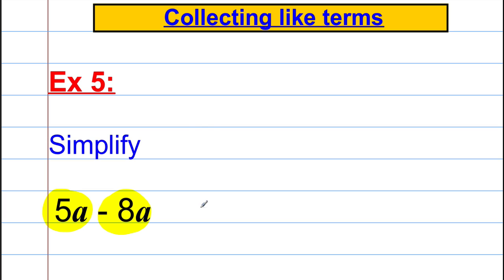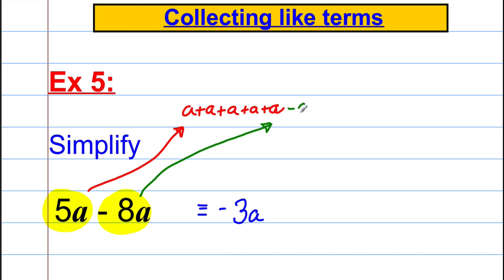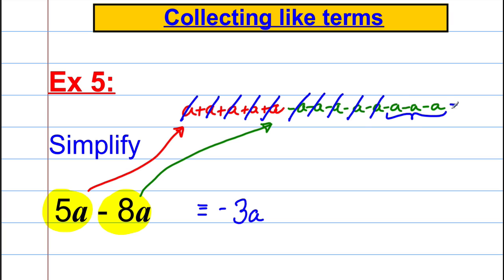Now, what do we have here? Well, we have negative 3a. To justify this to yourself is a difficult concept, but 5a means a plus a plus a plus a plus a, right? And negative 8a means subtract 1a, subtract 2a, subtract 3a, and so on up to subtract 8a. If you were to work these out, we know that a positive a and a negative a make 0, and we're left with negative 3a, if you just want to justify it. Or you can just say 5 of something, take away 8 of something, is negative 3 of something.